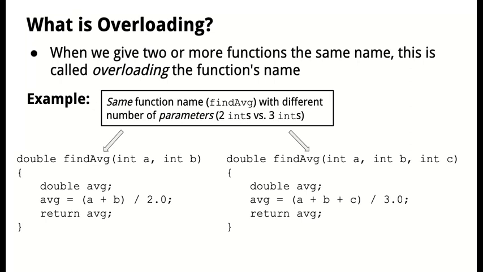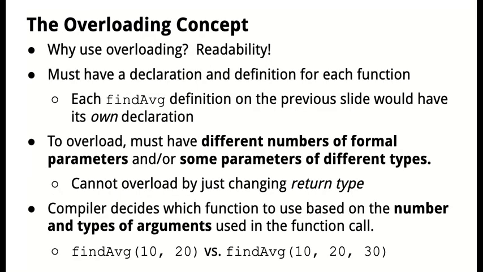You'll use the same function name, but keep the parameter list different in some way, either different numbers of parameters or different types of parameters. So the main reason to use overloading is that it improves the readability of your code. Rather than having to use names like find average of two numbers and find average of three numbers, we could simply reuse that name findAVG that we saw in those examples. Now, when you're overloading, each function must have its own declaration and definition. So those two definitions we saw for findAVG would each have their own declaration that would go with it.